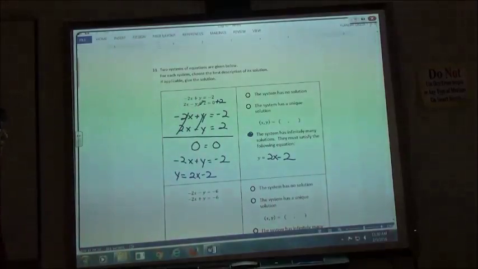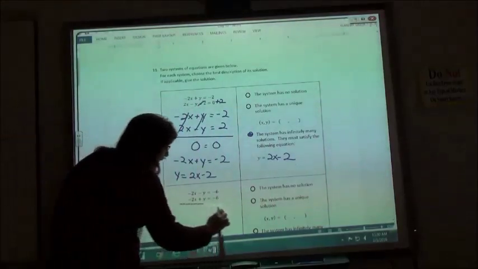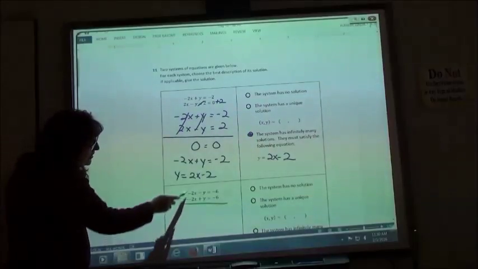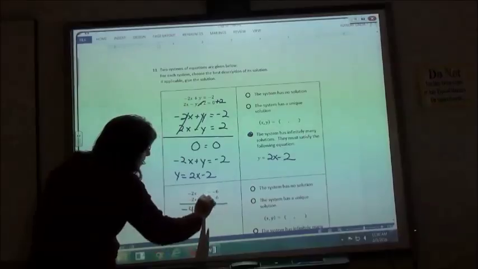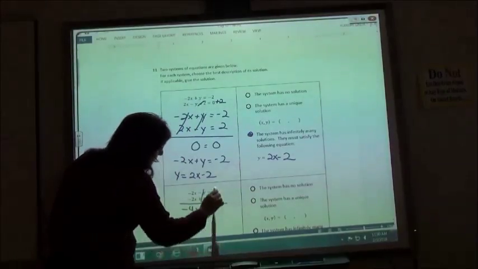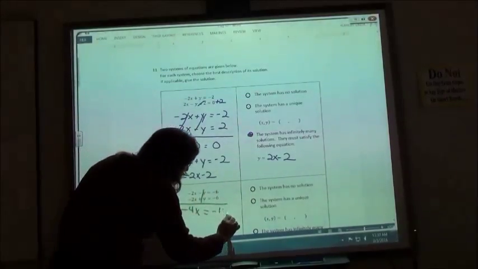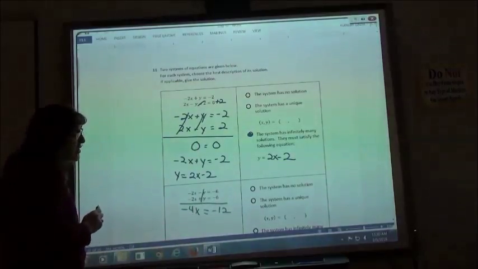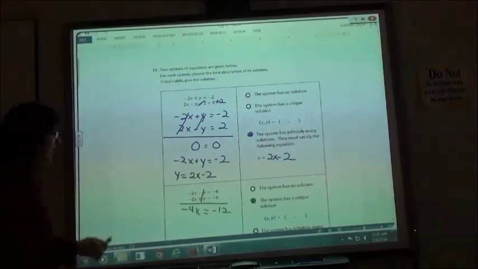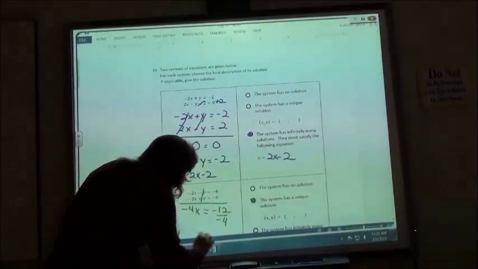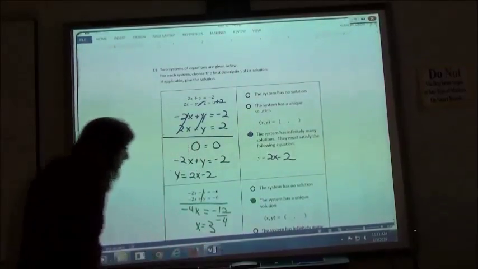Bottom equation, if I solve that one, adding those two equations together. This time my x's don't cancel out. I get negative 4x. My y's cancel out. Negative 6 plus negative 6 would be minus 12. So this one is going to solve. I'm going to have a solution to this equation. If I divide by my negative 4, x is going to equal 3.